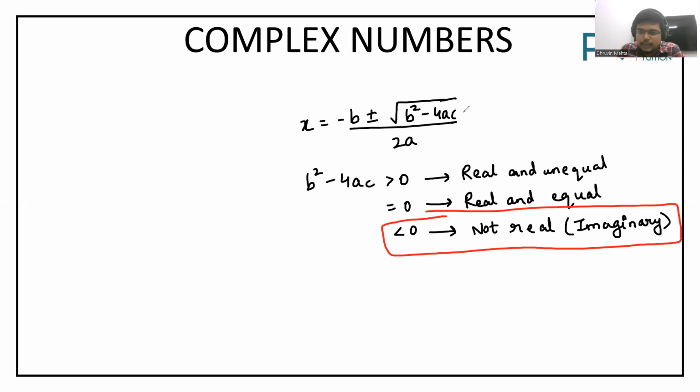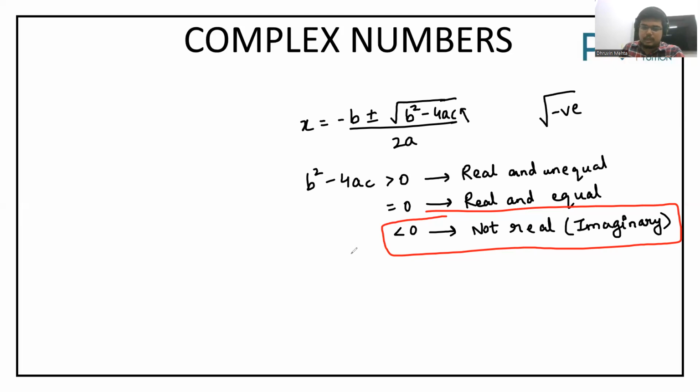Basically, b square minus 4ac is inside a square root, right? So the thing is that inside a square root, a negative number is actually not accepted. Till 10th, we had this concept that inside a square root, negative is not allowed. If it is negative, then it will not be a real number.